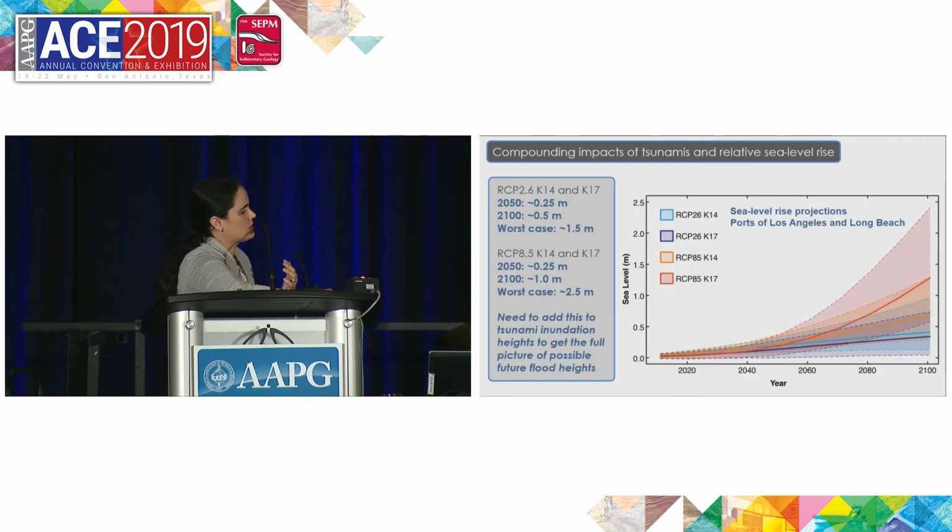And we are also considering compounding hazards. So we have sea level rise that's occurring. What is going to happen to tsunami inundation when sea level keeps rising and raises that baseline for inundation? So we have our low emission scenario of 2.6, worst case scenario 1.5 meters, likely around a half meter, and for 8.5, worst case of 2.5 meters, likely about 1 meter. And we really need to add this to tsunami inundation heights to get the full picture of what could possibly happen at the ports of Los Angeles and Long Beach.